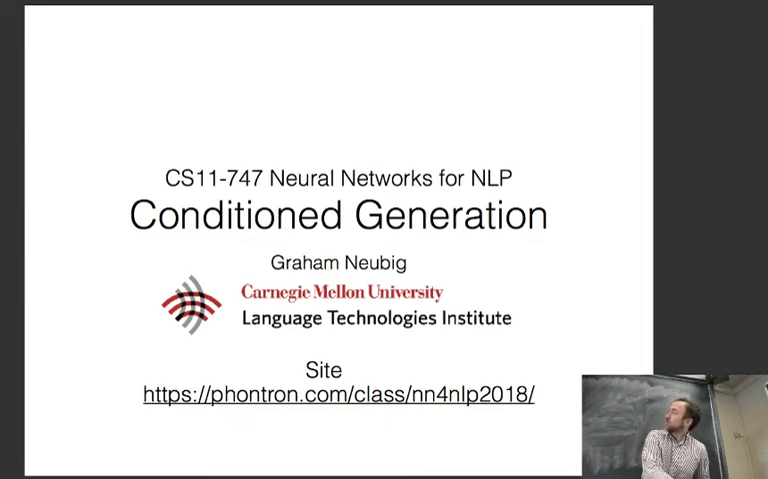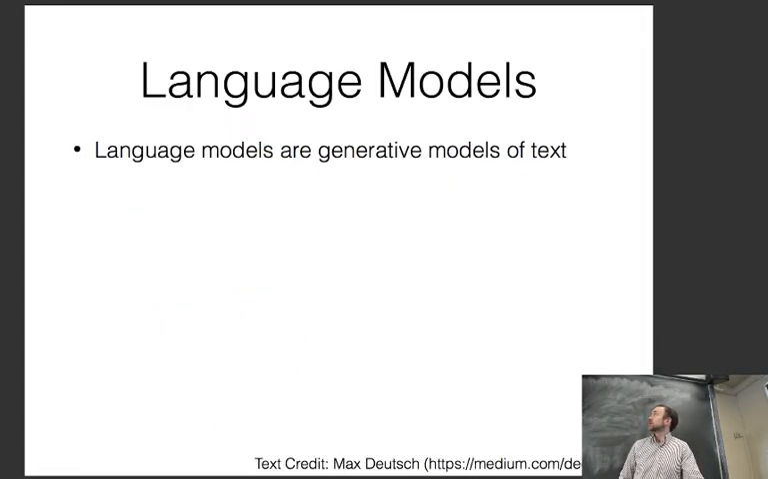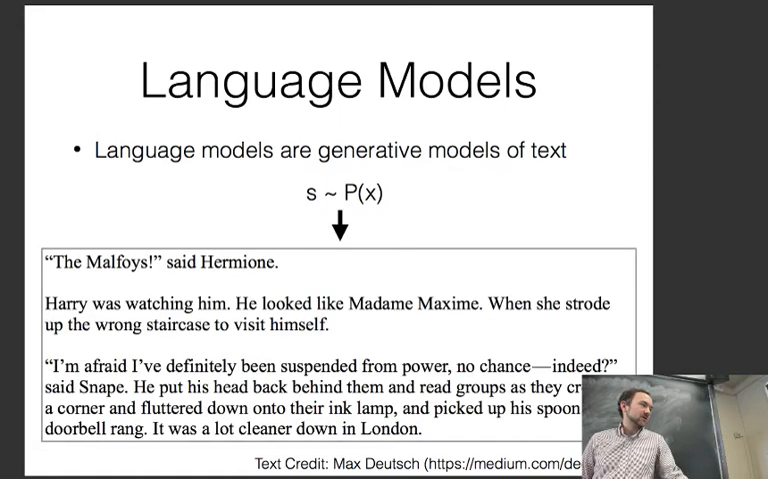So this time I'm going to talk about conditioned generation models, and this is the encoder-decoder models that we talked about in the reading. So language models are generative models of text, like I talked about before. So basically you have a probability of X, and you generate a sentence from it, and you can get something like this Harry Potter-ish thing here, which doesn't look very much like Harry Potter.